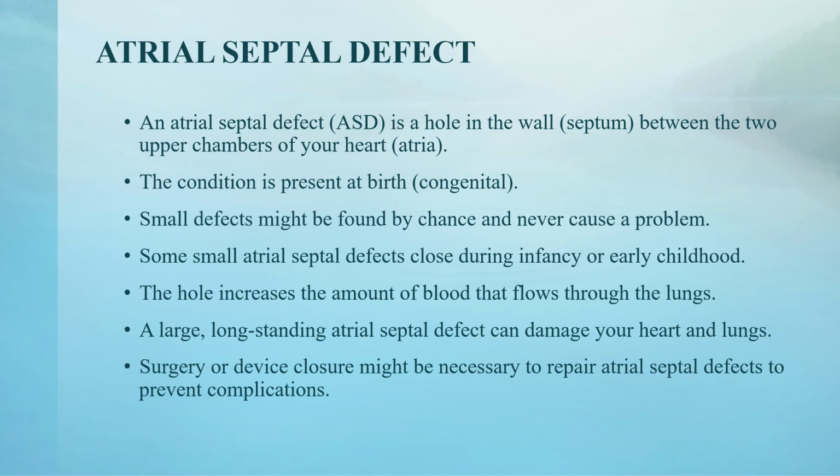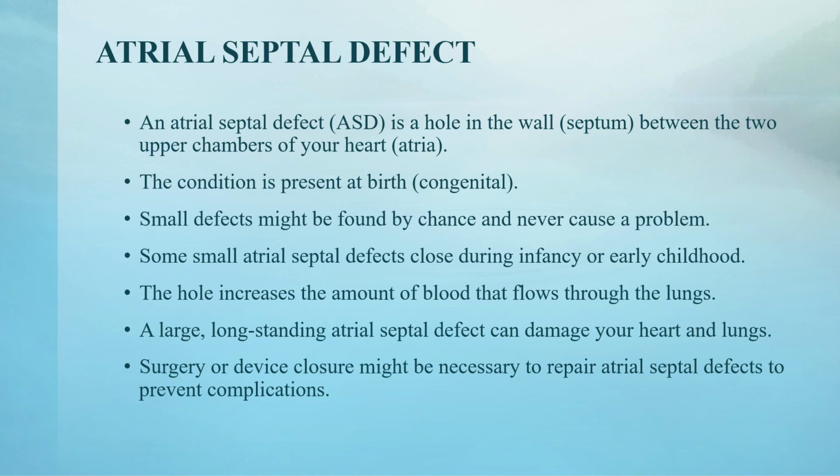What acyanotic heart disease means is that the blood shunts from the left side of the heart to the right side of the heart. That is, the oxygenated blood mixes with the deoxygenated blood. When the defect is small, the patient does not experience any symptoms. Some atrial septal defects close during infancy or even when the child is growing. But some defects remain the same and the patient experiences the symptoms as the patient grows.